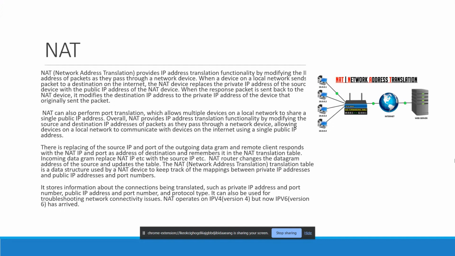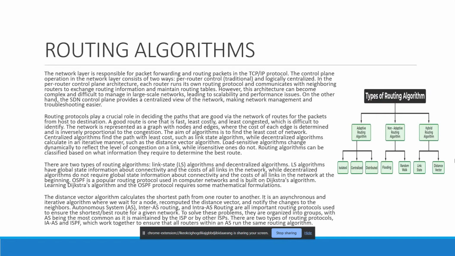It operates on IP version 4, but now IP version 6 has also arrived. Routing algorithms. The network layer is responsible for packet forwarding and routing packets in the TCP/IP protocol. The control plane operation in the network layer consists of two ways: the per router control, which is the traditional way, and the logically centralized way.